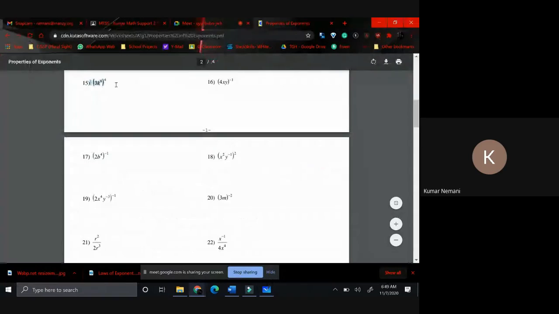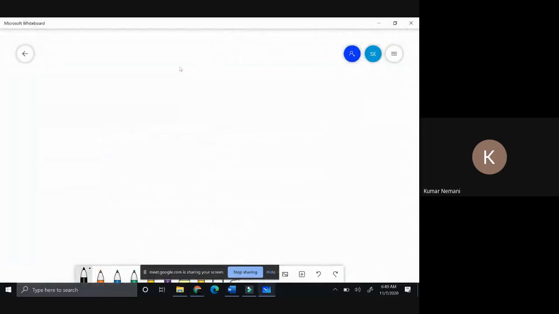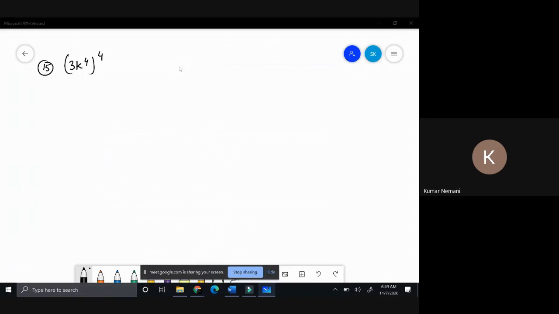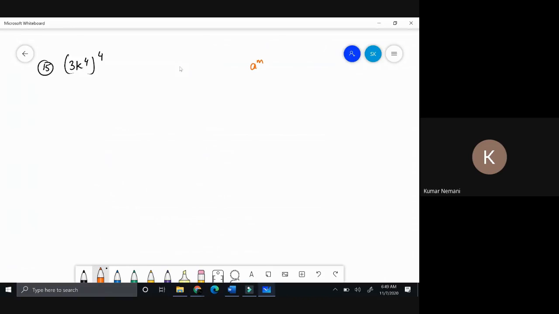It says 3k power 4 whole power 4. Question number 15 is 3k power 4 whole raised to the power 4. The formula that we are going to use here is a power m whole power n is equal to a power m times n, but we also have another formula that we use first: ab whole power m is equal to a power m multiplied by b power m. So this is the first formula that I use on this expression.